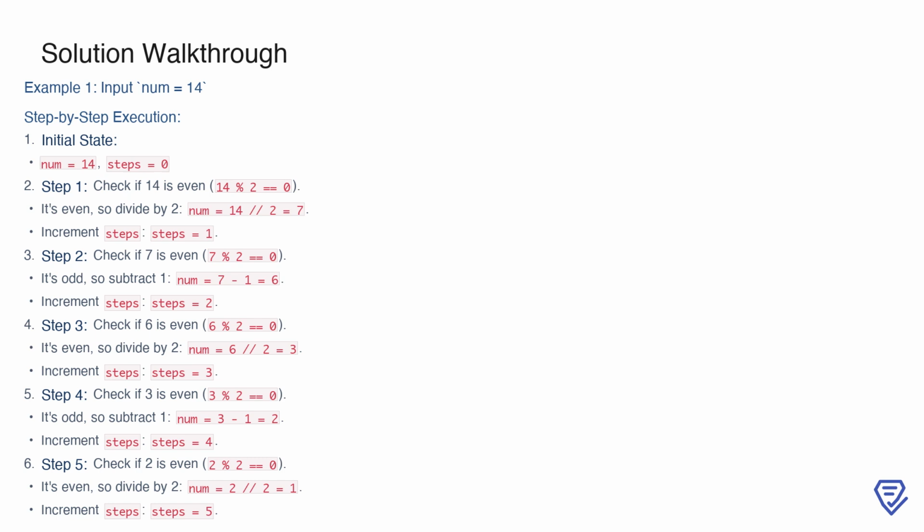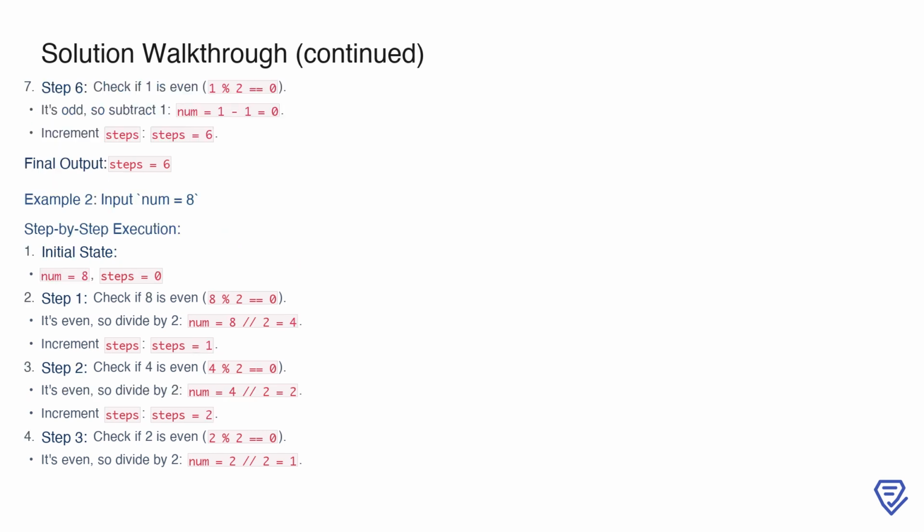For the next number, 3, we see that it's odd, so we subtract 1 to get number equals 2 and update the steps to 4. Finally, since 2 is even, we divide it by 2 to get number equals 1 and increment the steps to 5. Now, we move to the last step for this example.